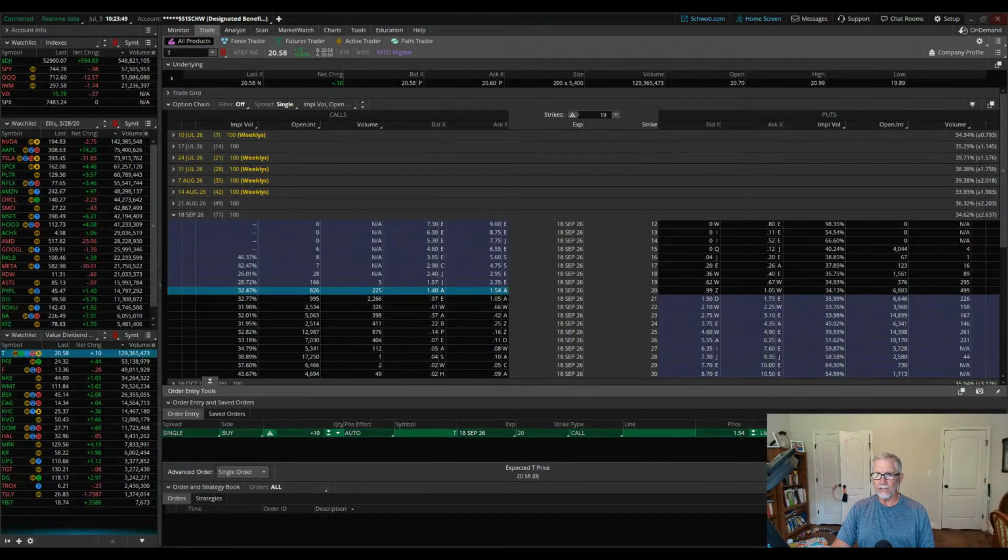Okay, as soon as you click on buy, as you can see, this populated your order, and mine's defaulted to 10 contracts. So if I just wanted to buy 1 contract, I lessen that to 1. Here's September 2026, September 18. There's the strike, 20 strike, and the price is 1.54.